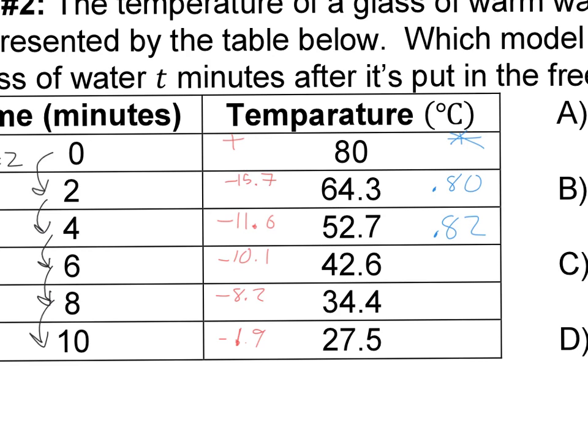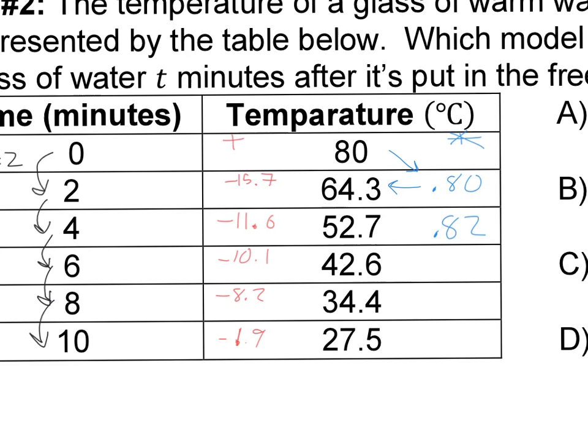So again, what I'm saying here is I did 64.3 divided by 80 and I got 0.80. That means 80 times 0.80 would give me 64.3. And then 64.3 times 0.82 would give me 52.7. So that's how I'm just dividing the lower by the one above it to find out what I need to multiply by to get there. Maybe if I do little arrows like that, you could see we're multiplying.